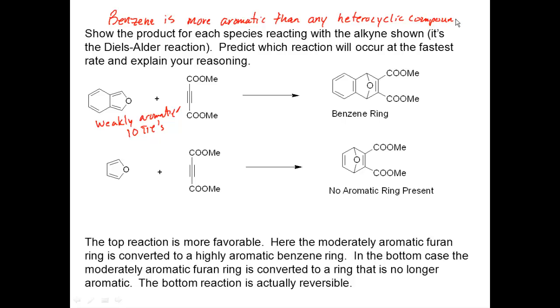The amount of aromatic stabilization of benzene is a lot greater than there is in any of the other heterocyclic compounds. So benzene aromaticity is still much higher than anything we've encountered so far. So this is weakly aromatic, and this generates a benzene ring which is highly aromatic.